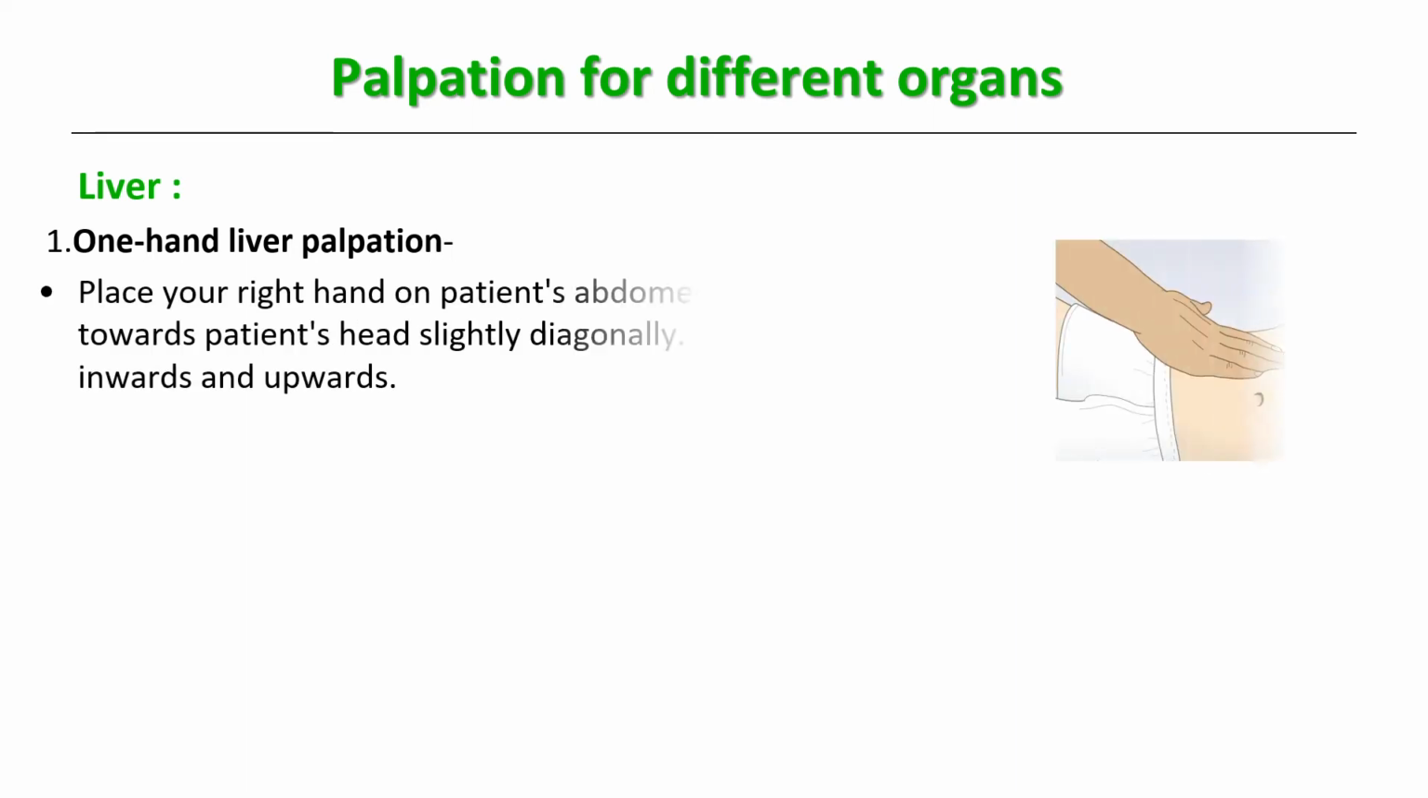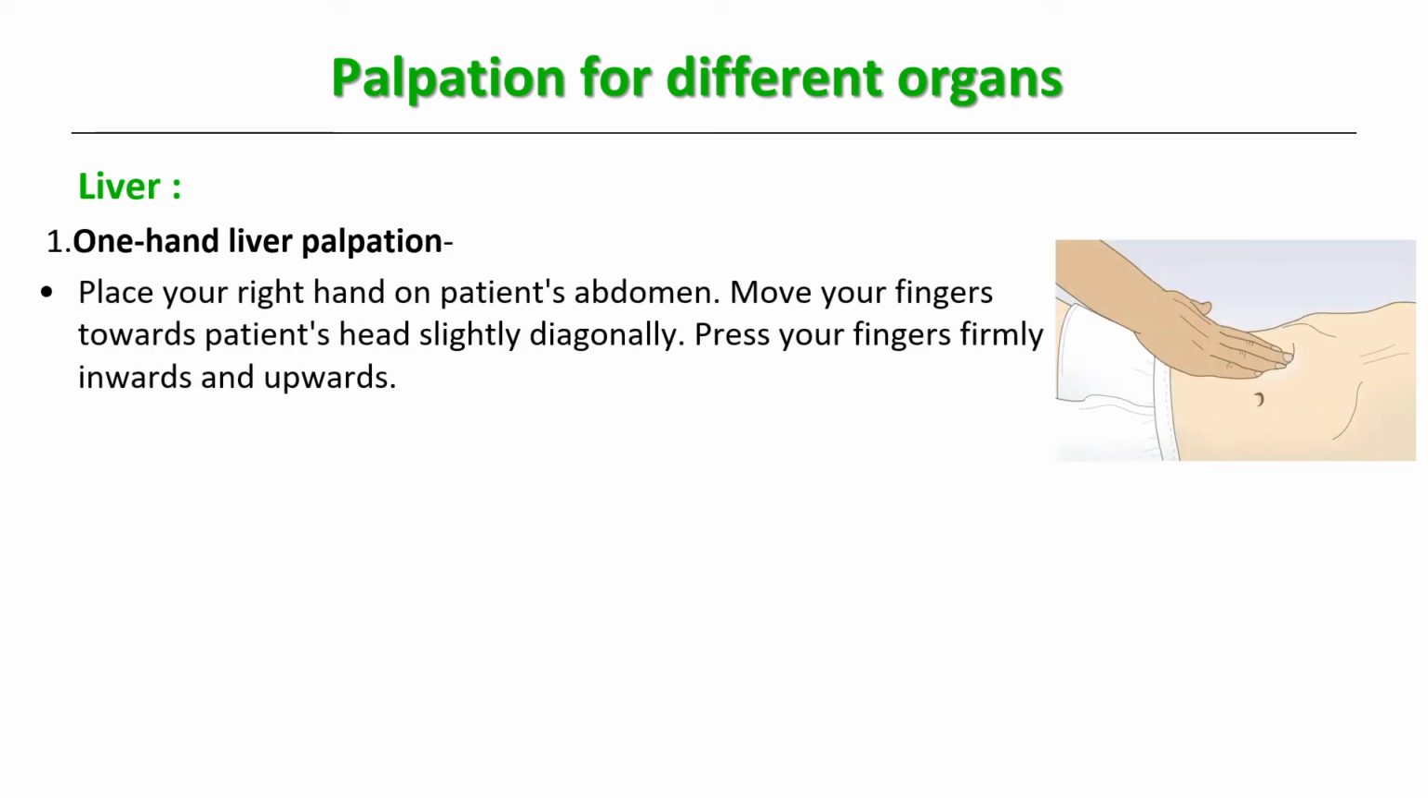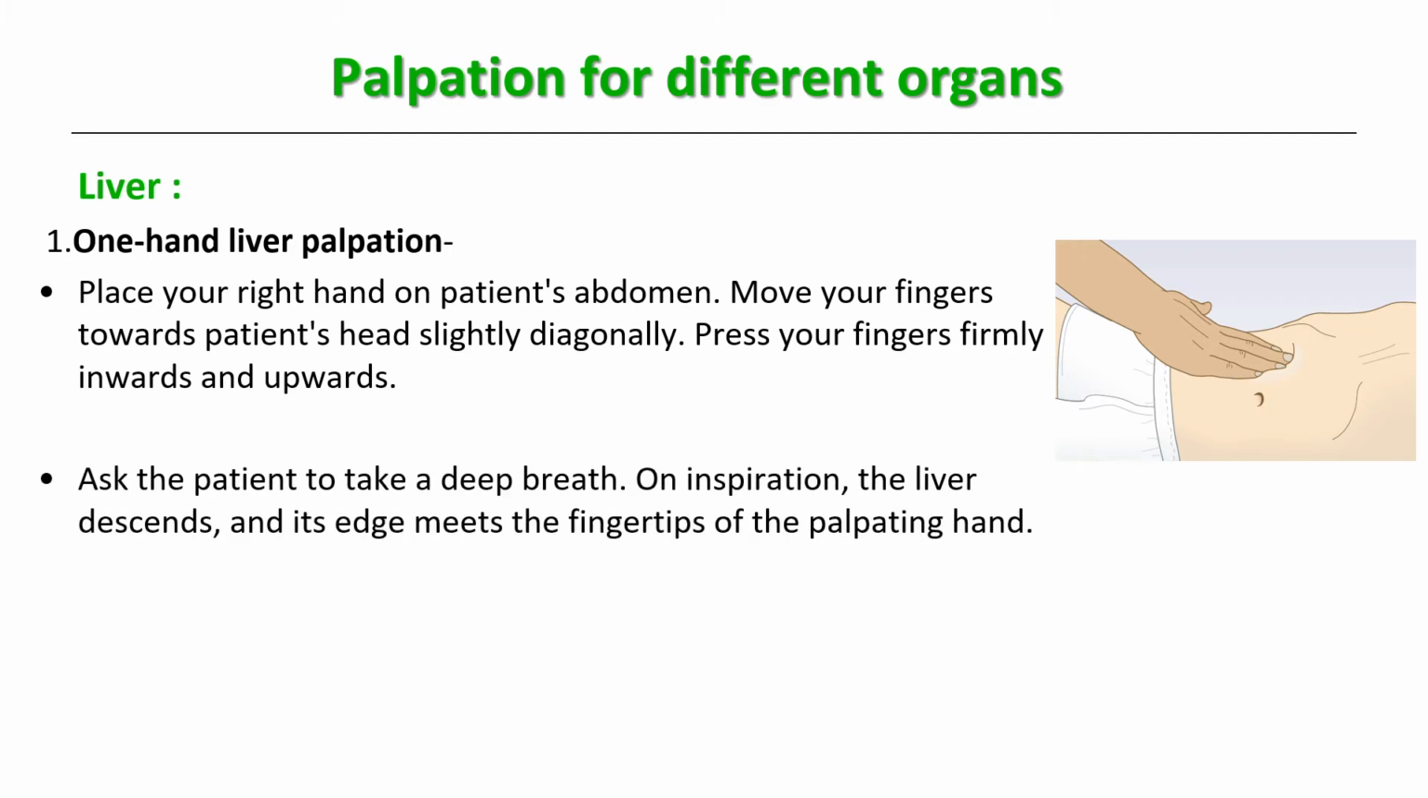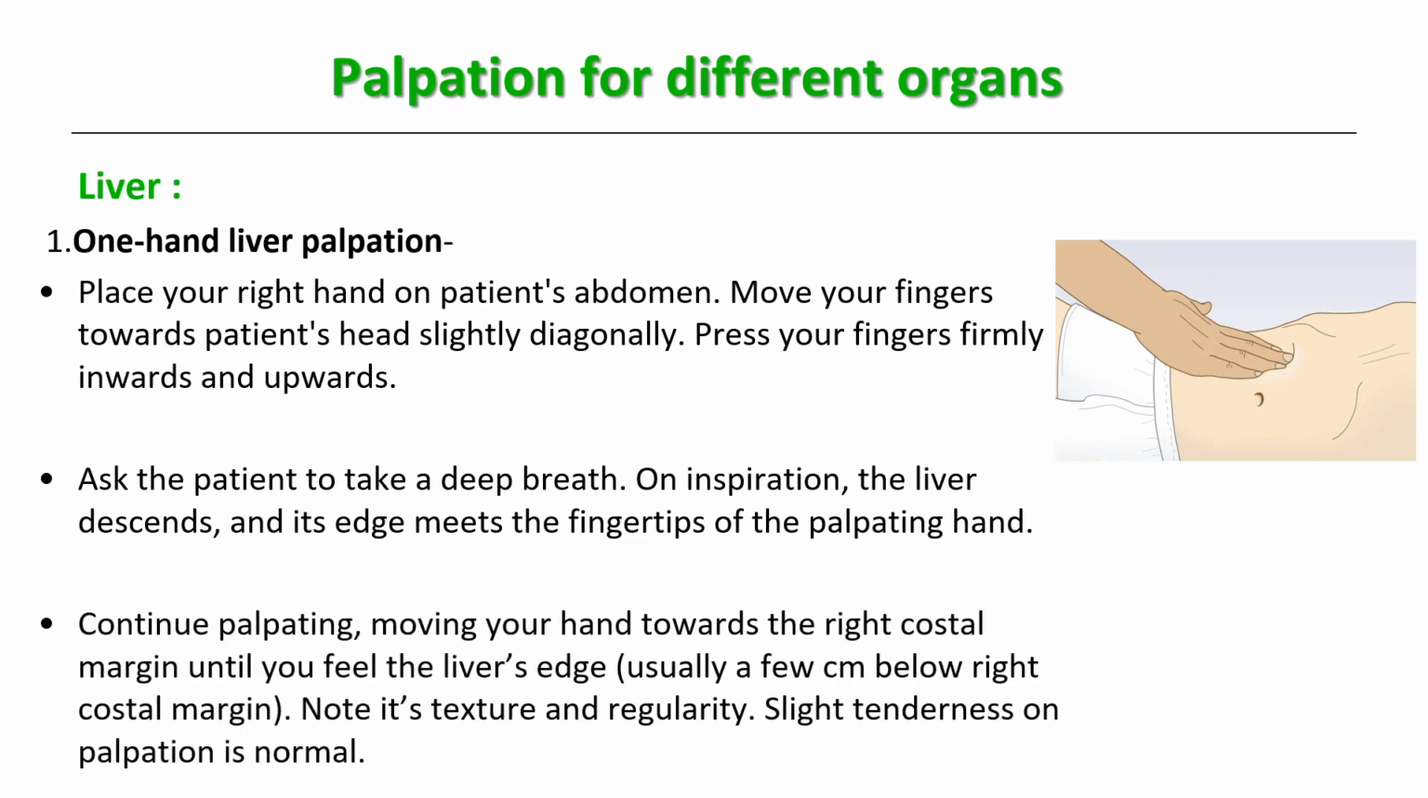Palpation for different organs. Let's begin with liver. It can be one hand liver palpation. The first technique. Place your right hand on patient's abdomen. Move your fingers towards patient's head slightly diagonally. Press your fingers firmly inwards and upwards. Ask the patient to take a deep breath. On inspiration, the liver descends and its edge will try to meet the fingertips of the palpating hand.